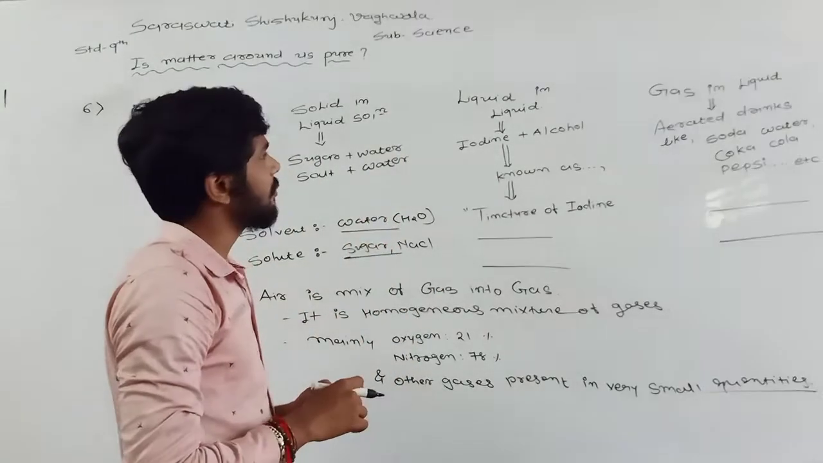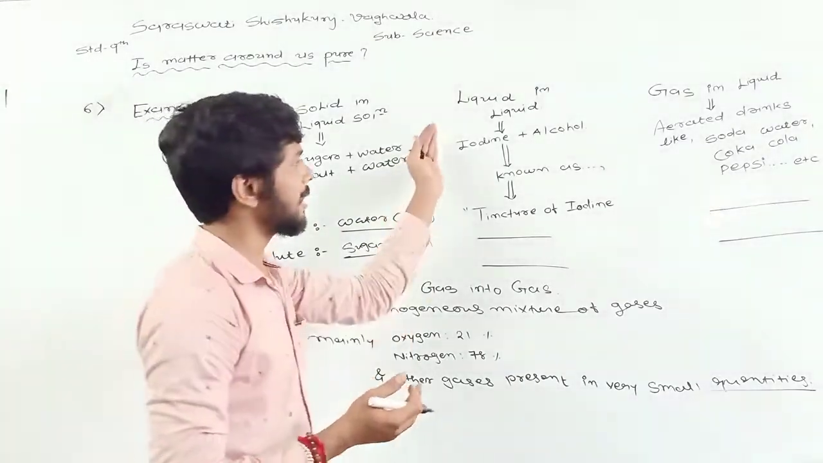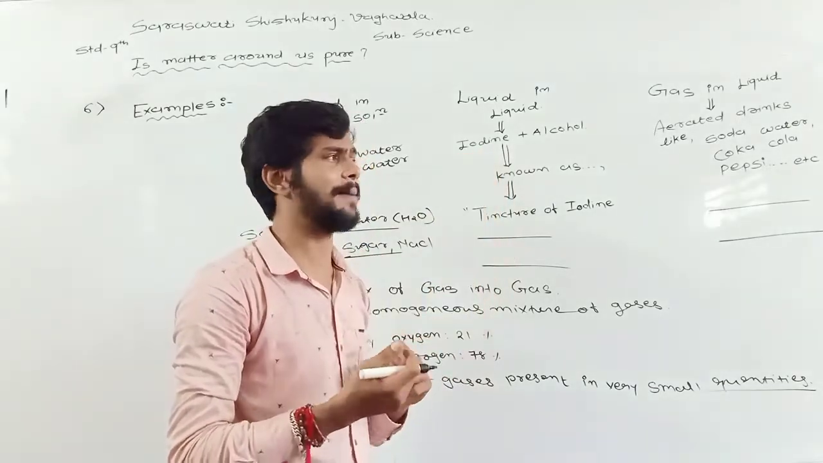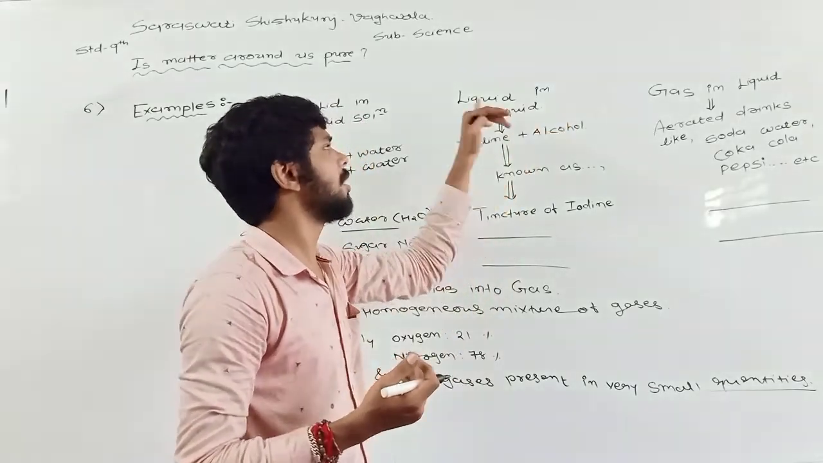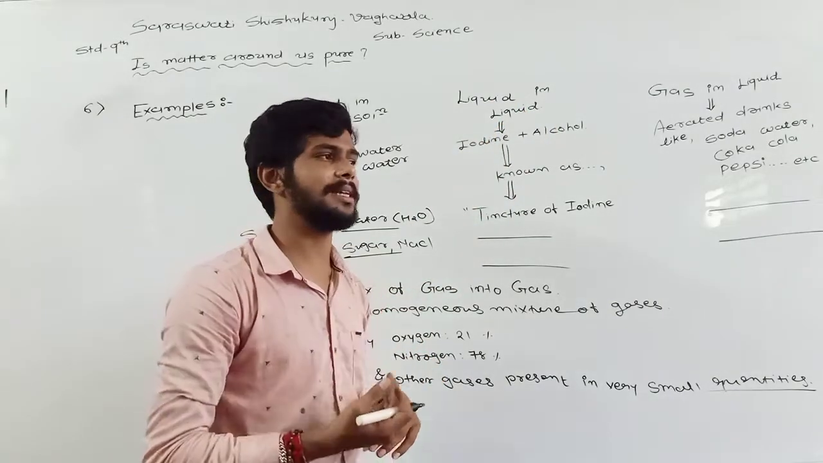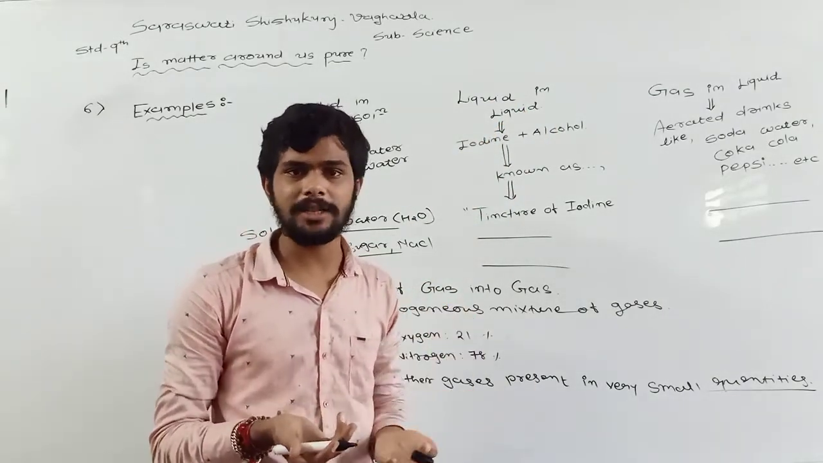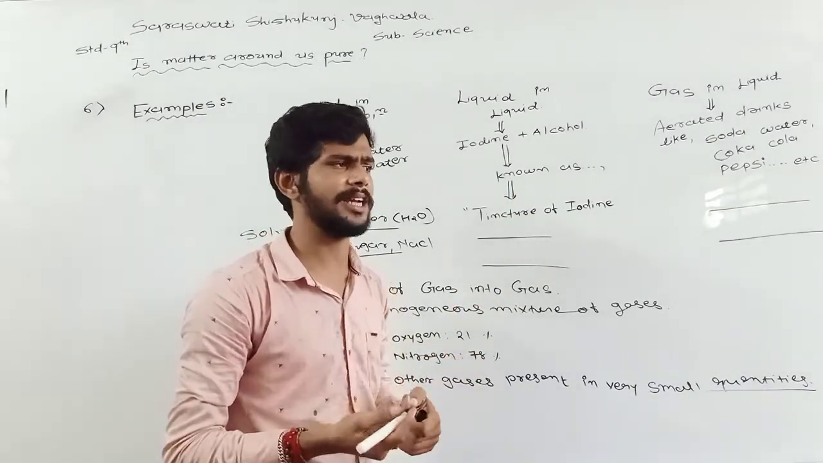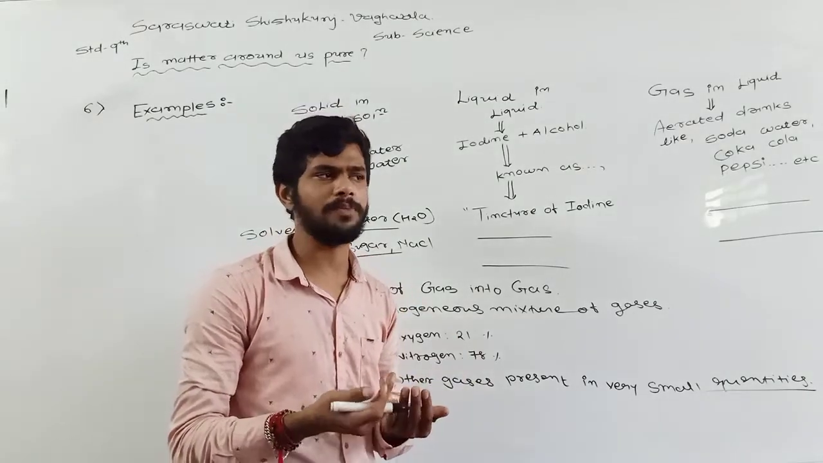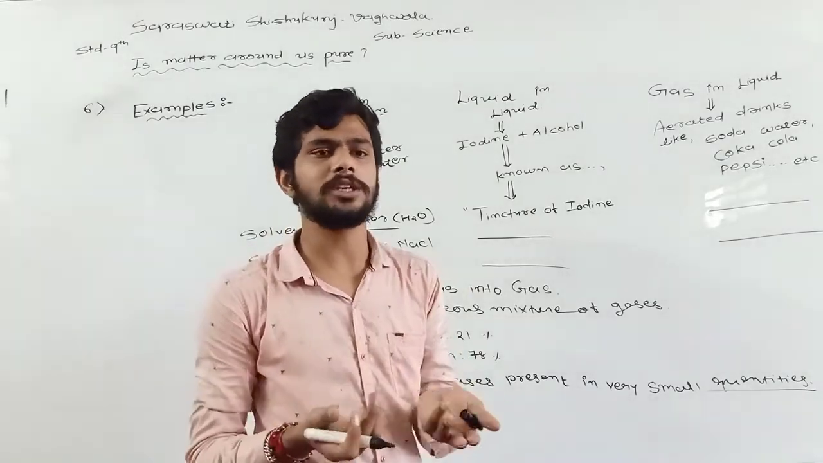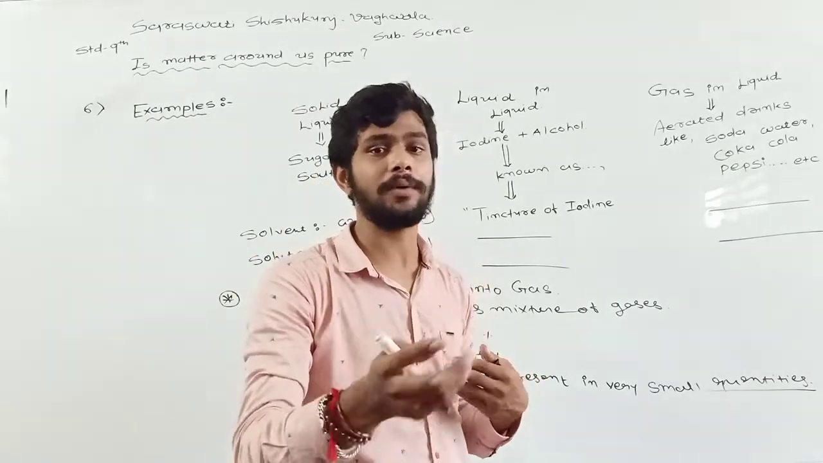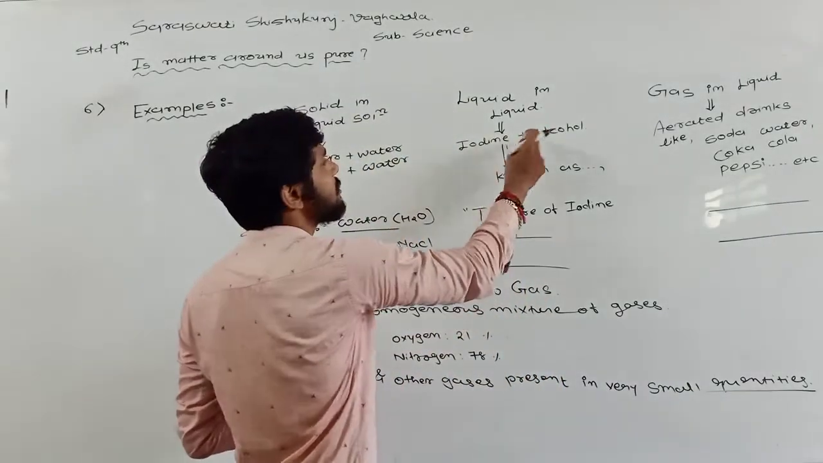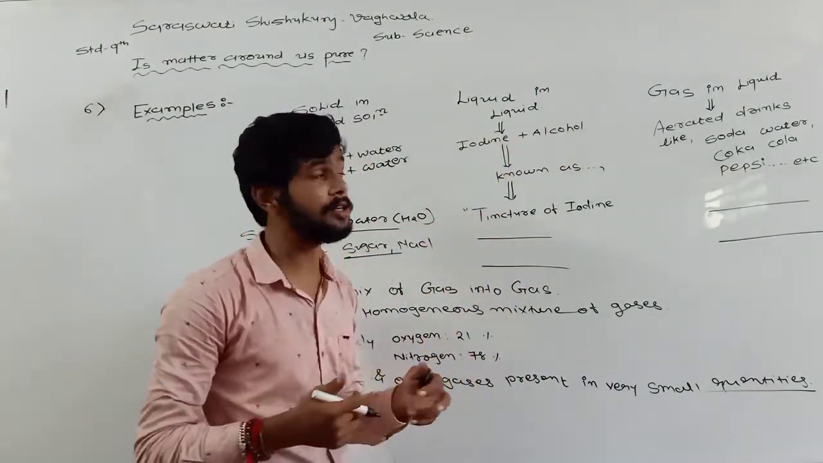Okay, now another one, that is the liquid in the liquid solution. An example is iodine plus alcohol. This is the best example of liquid in liquid solution. You can say lemon into the water is another example of liquid into liquid solution. Or suppose you make juice, and whatever liquid you use, you add that liquid into another water. So that is another example of the liquid in the liquid solution. So iodine plus alcohol is an example of the liquid in the liquid solution.